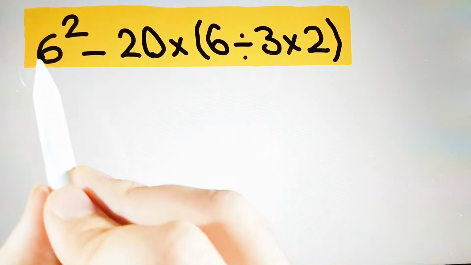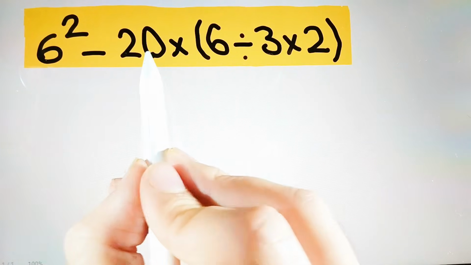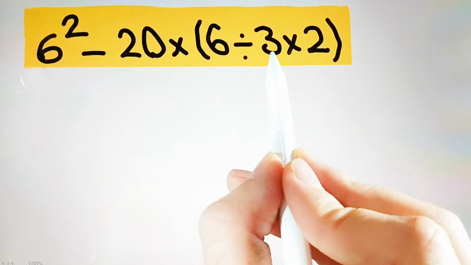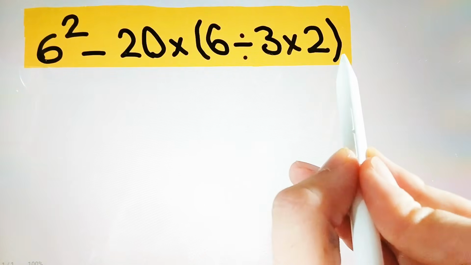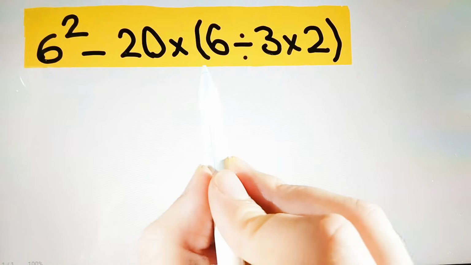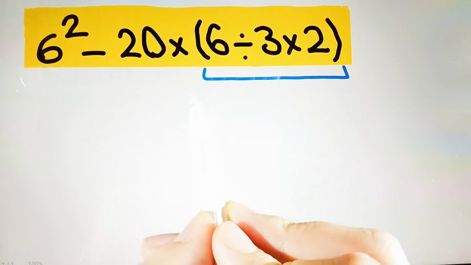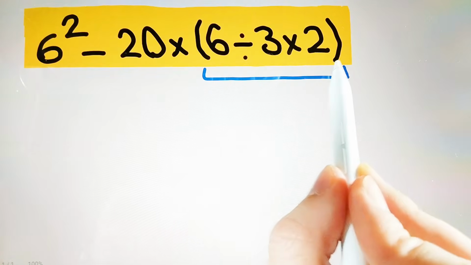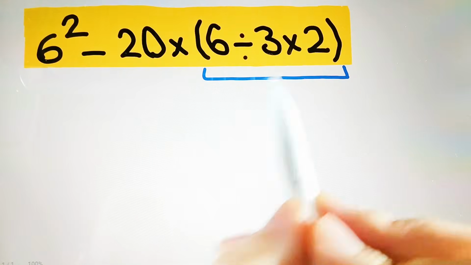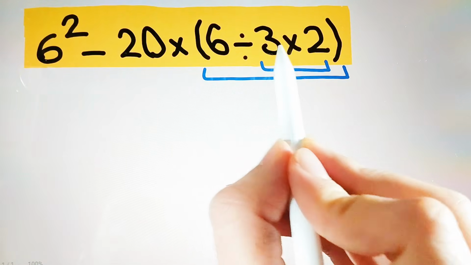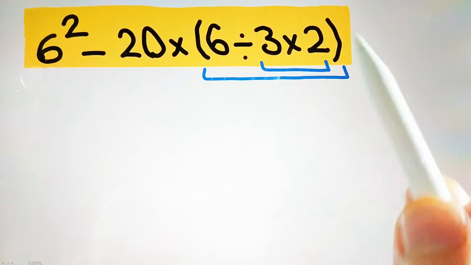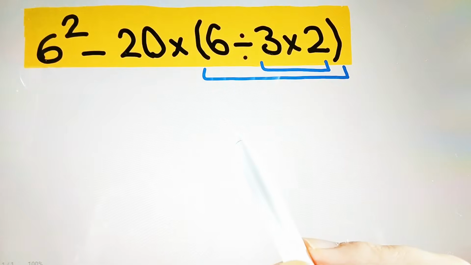What is the value of the expression 6 squared minus 20 multiplied by (6 divided by 3 times 2)? Many people, when solving this question, go straight to the expression inside the parentheses because they believe parentheses have a higher priority than the other operations. And they solve the multiplication between 3 and 2 because they think multiplication has a higher priority than division.